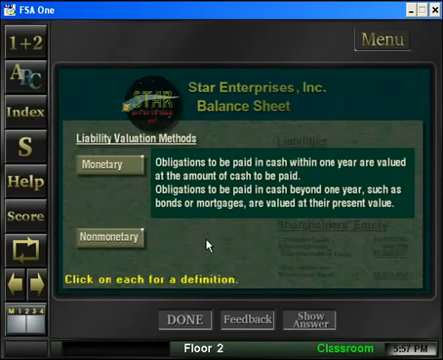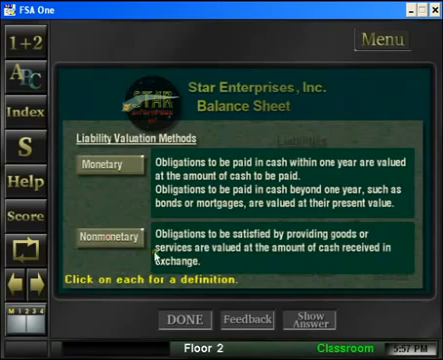Most liabilities are satisfied by paying cash, and therefore are monetary. Depending upon when the cash is to be paid, these liabilities are shown on the balance sheet at either the amount of cash to be paid out or the present value of the future cash payments.